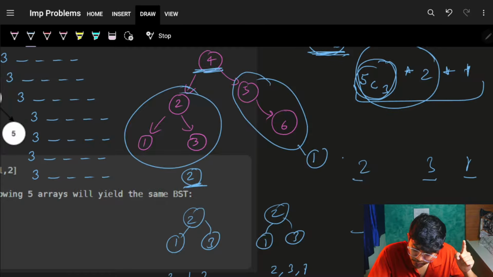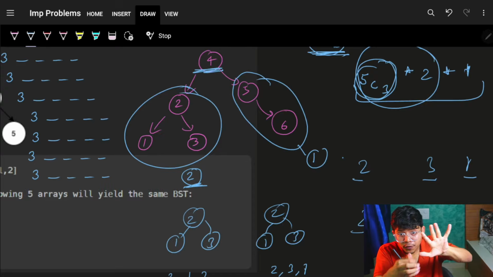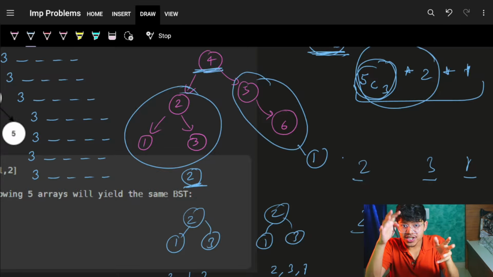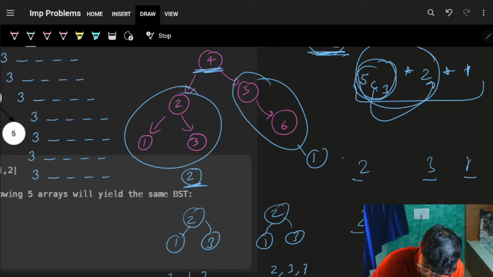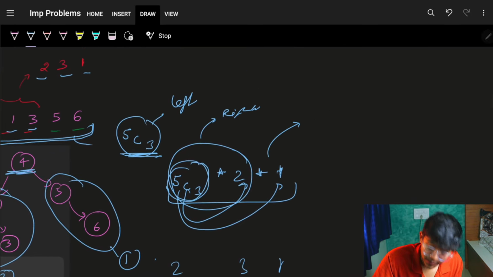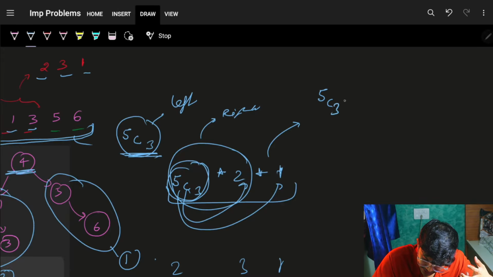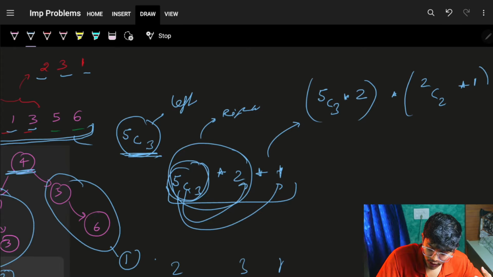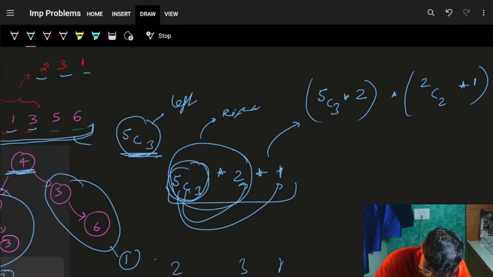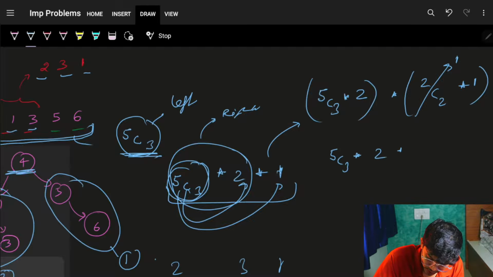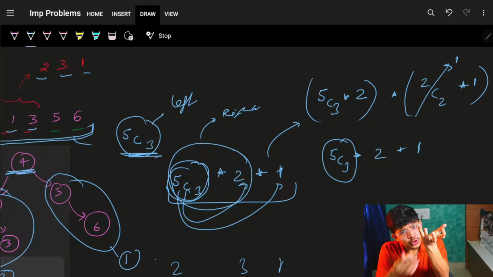It can also be a 2 1 3. So after choosing these 5 locations, the ordering in those locations of left itself can be 2, and for the right ones it can be a 1. So ultimately it will be written as 5C3 into 2 into 2C2 into 1, but that 2C2 is always a 1. So I can easily write 5C3 into 2 into 1.